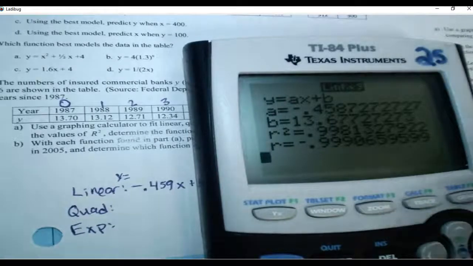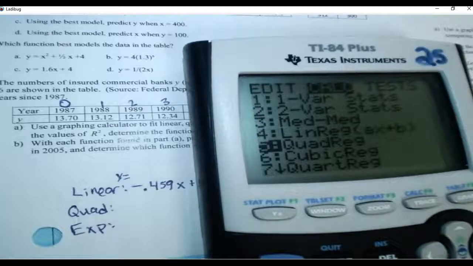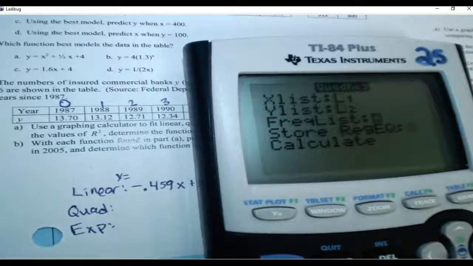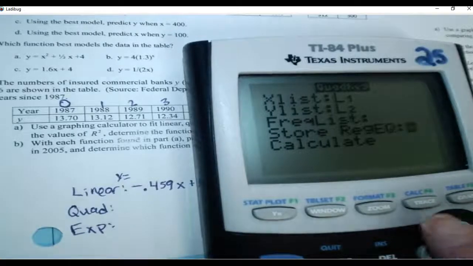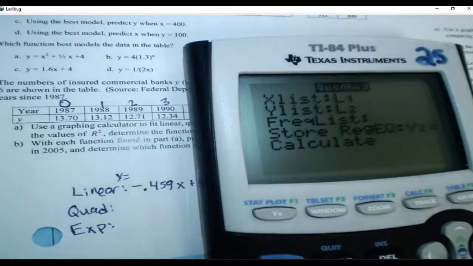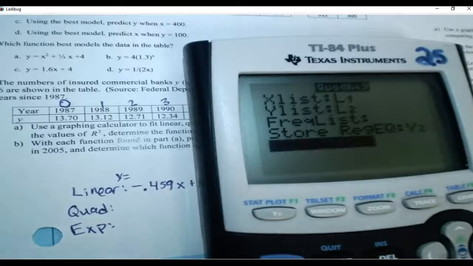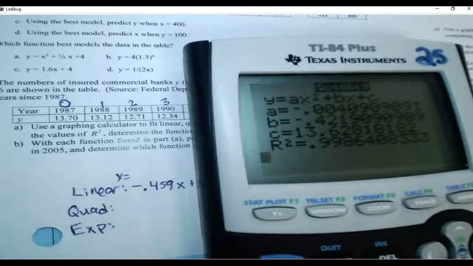Okay, all right, let's do quadratic. So we go stat, calc, quad reg. This one we're going to store as y2. So we go alpha, trace, y2 instead of y1. Did you get it? So again, alpha, trace, y2. Enter, enter. Okay, so there's our quadratic.